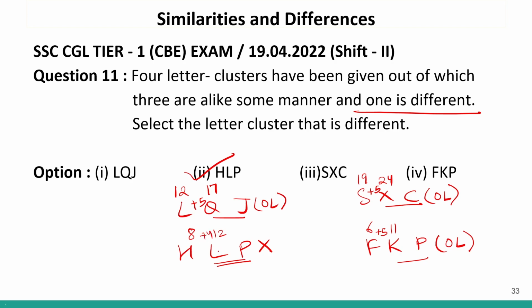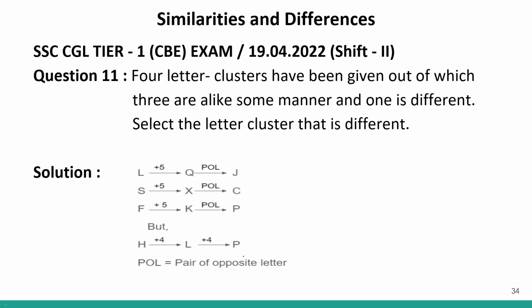H is 8 and L is 12. So this one does not follow the same logic, because the logic was we were adding 5 and then there was a pair of opposite letters. Only this particular option does not follow that same logic. Hence our answer is option number 2, H, L and P. Okay.